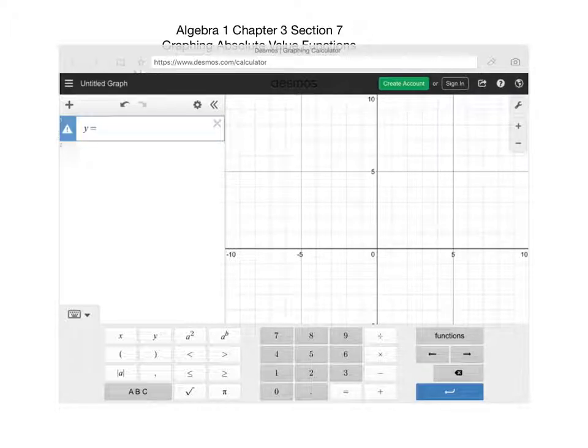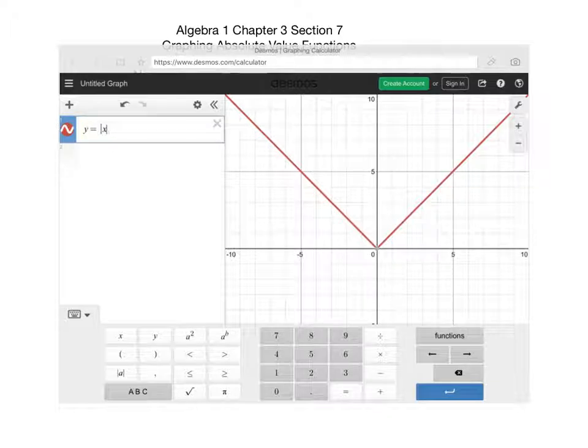So y equals absolute value. You see the absolute value sign? It's in the lower left-hand corner. So go ahead and push that, and then the letter x. And there it is. That's the absolute value graph. What does it look like? A triangle upside down.